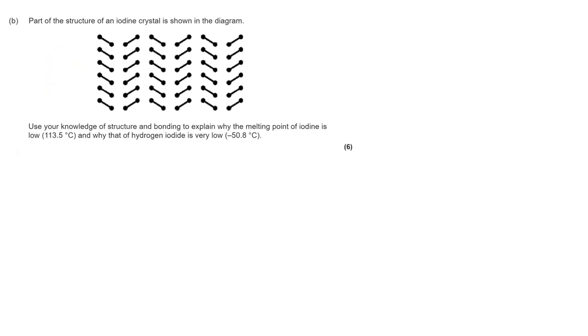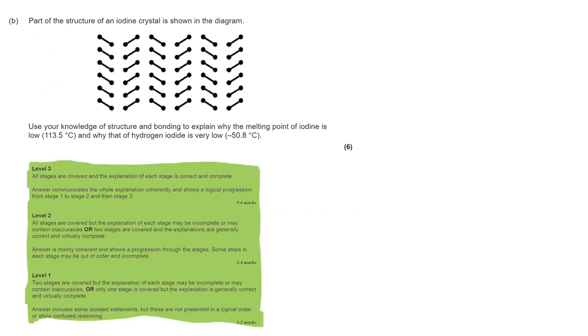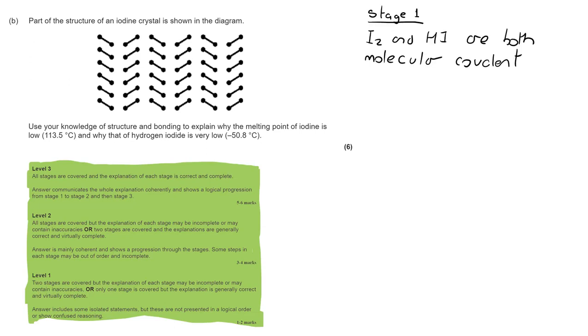Moving on to the 6 marker, as always I'm going to provide the marking criteria, and we have those here, and let's take a look through. There are 3 stages. In stage 1 you need to mention that both I2 and HI are molecularly covalent.